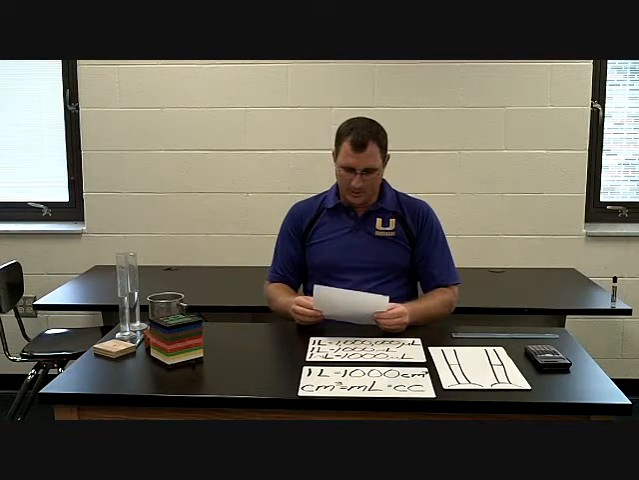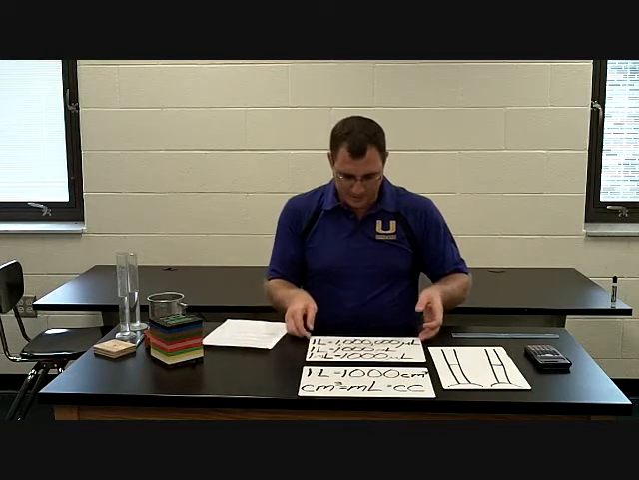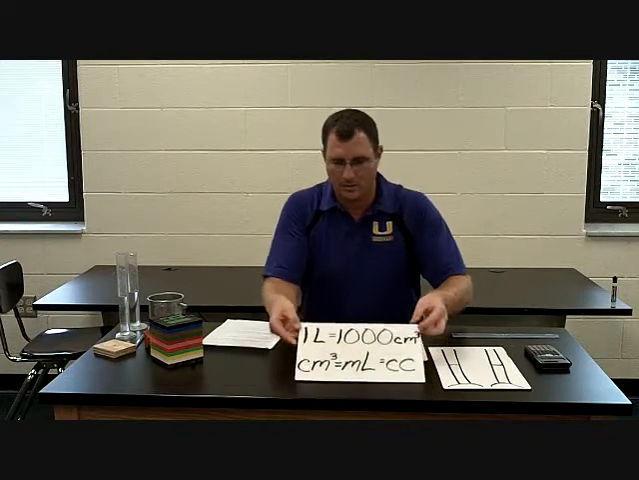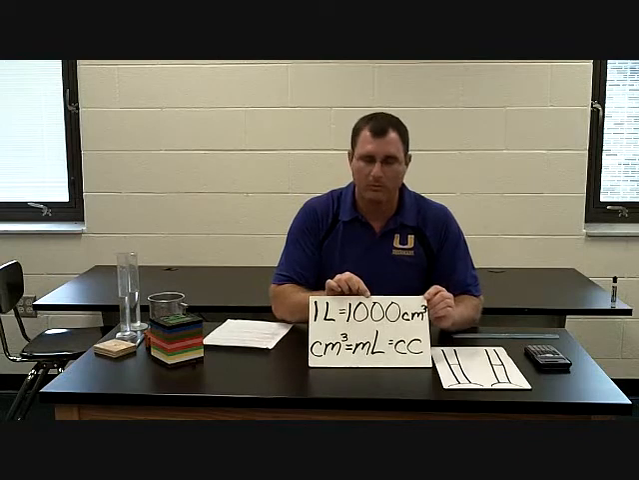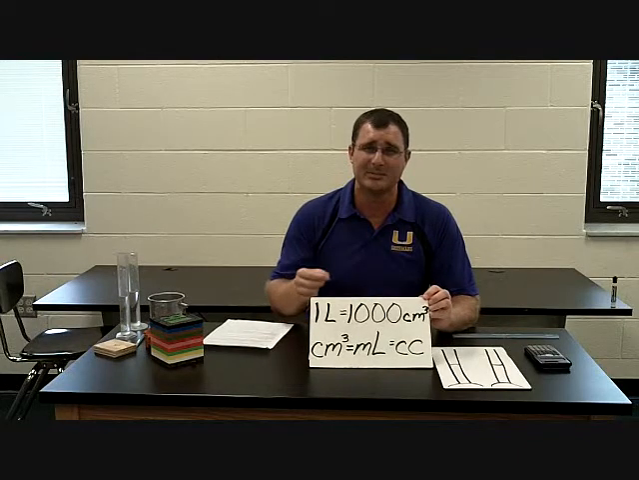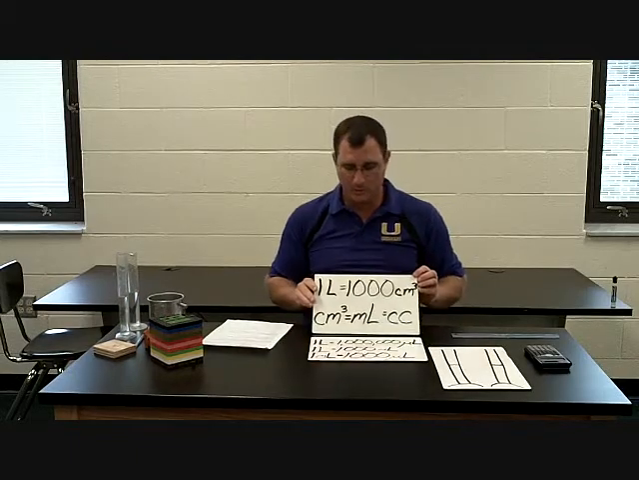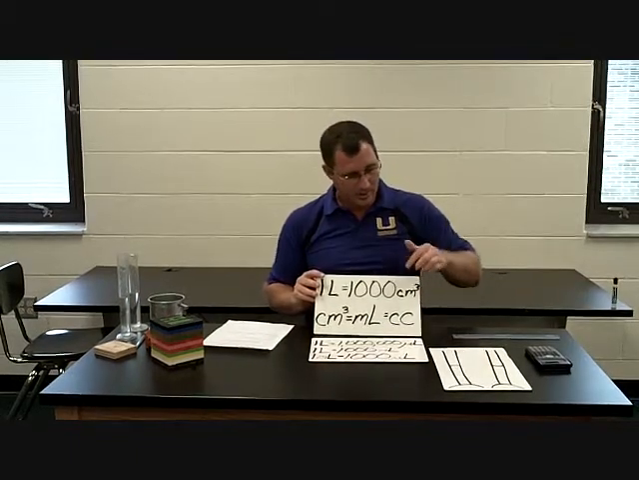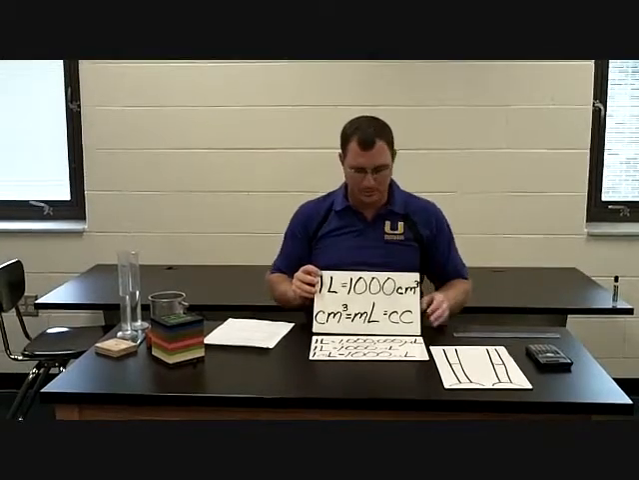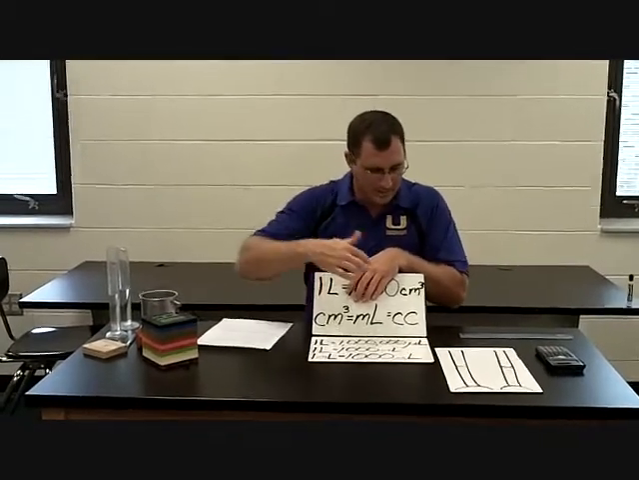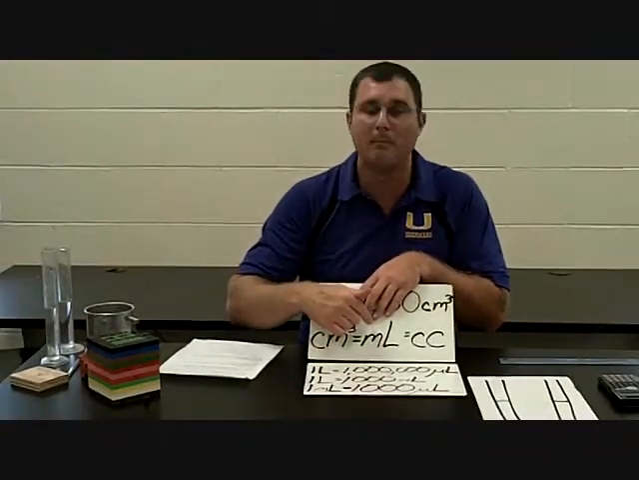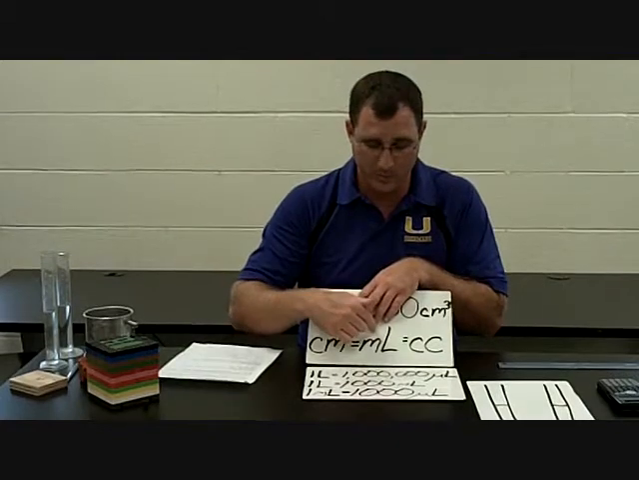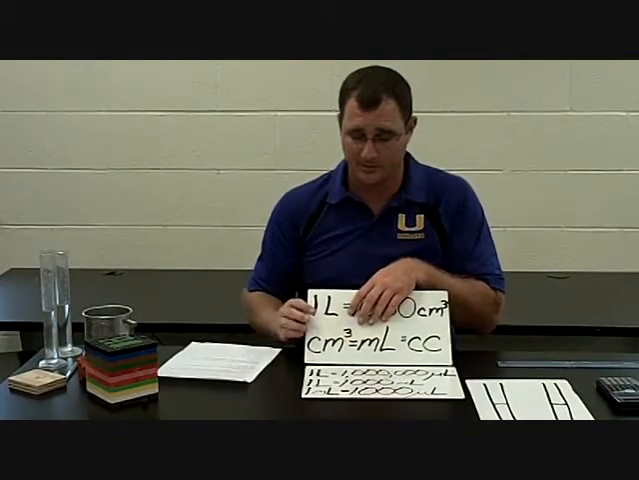Now, two other ways to think about this. If 1 liter equals 1,000 centimeters cubed, well, remember when we talked about prefixes. Deci means 1/10, centi means 1/100th, and milli meant 1/1000th. So, if 1 liter equals 1,000 centimeters cubed, if I took away that 1,000, then a centimeter cubed would be equal to 1 milliliter. Okay, 1/1000th of a liter.